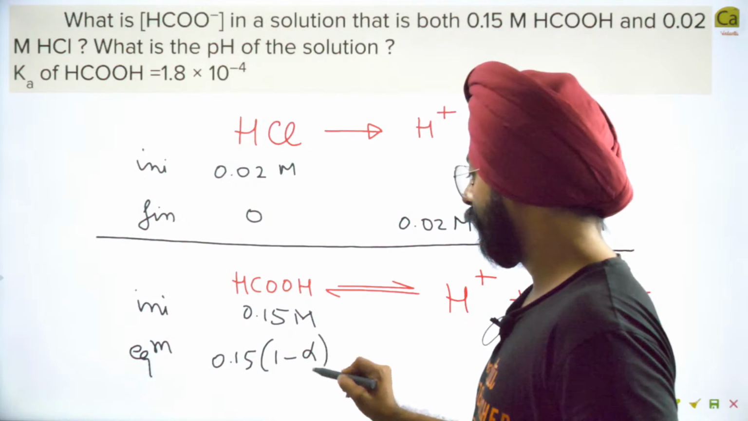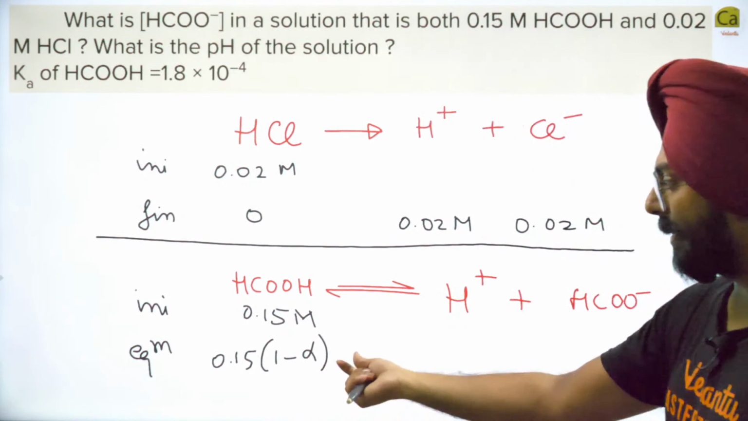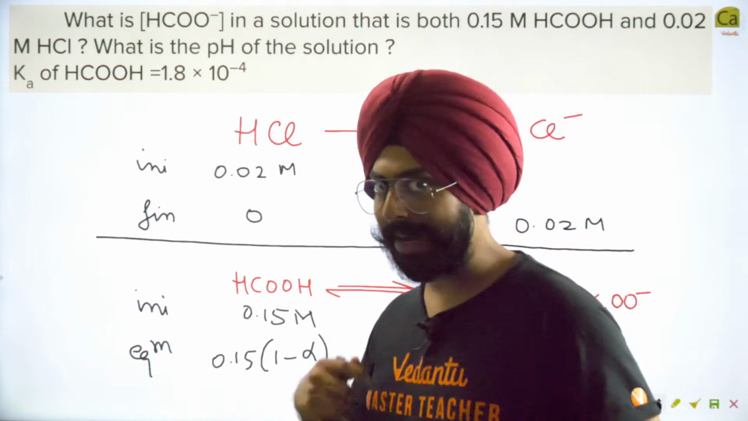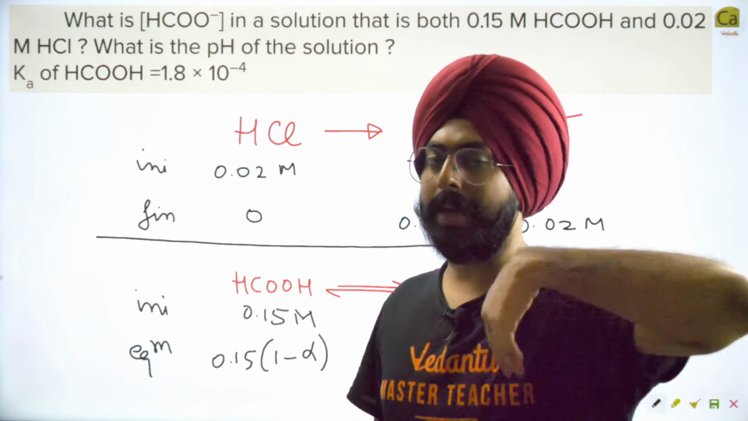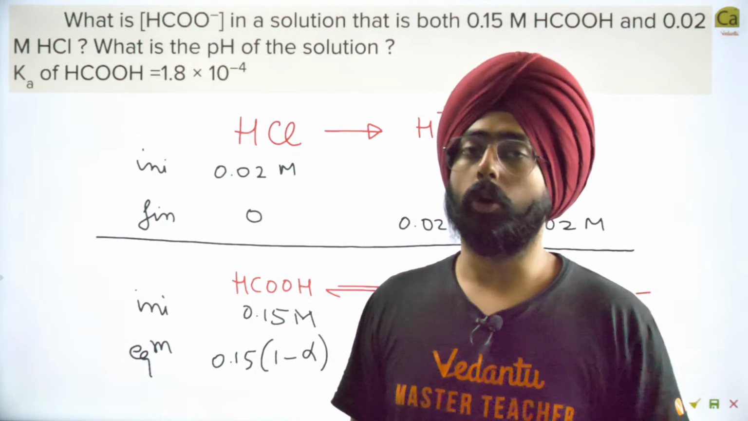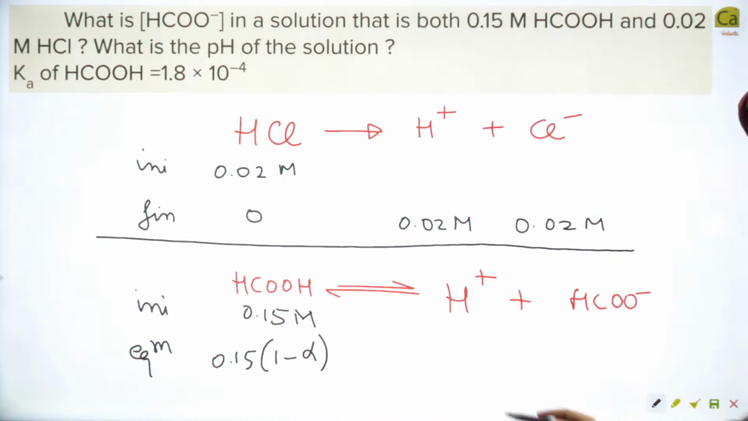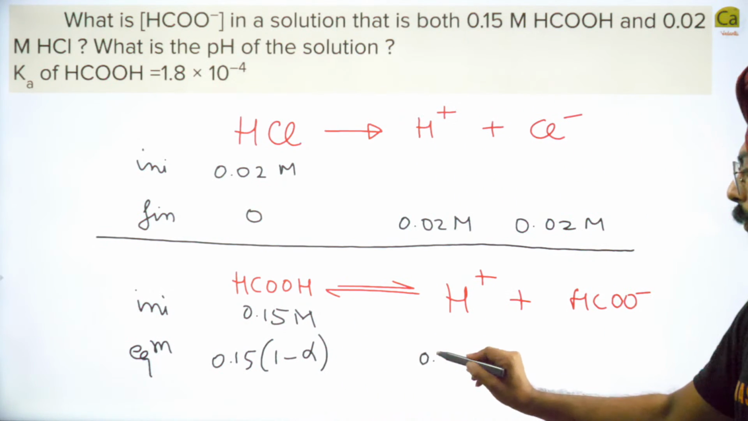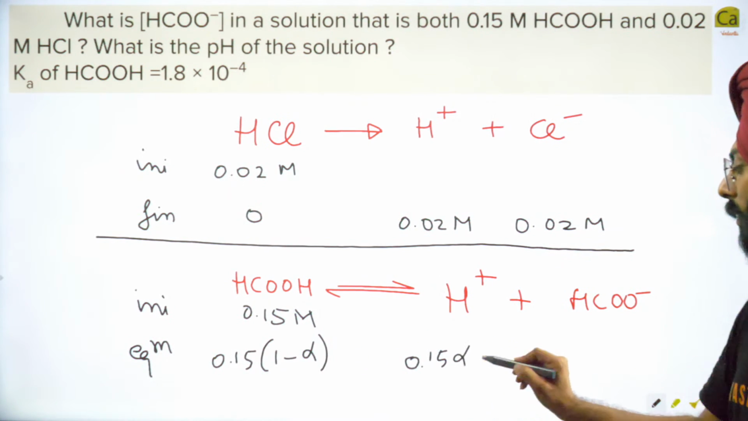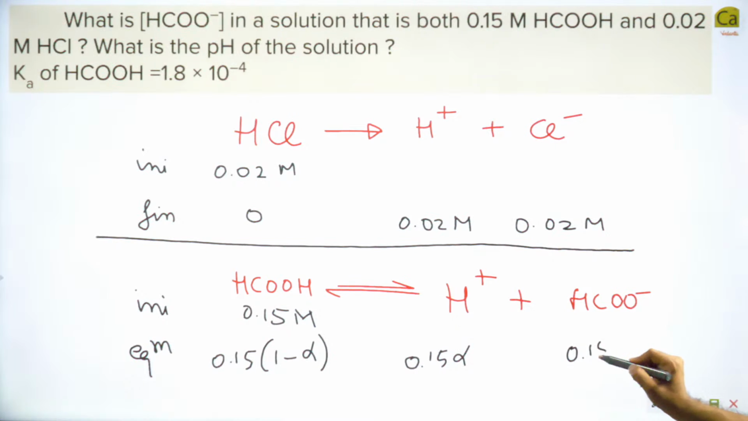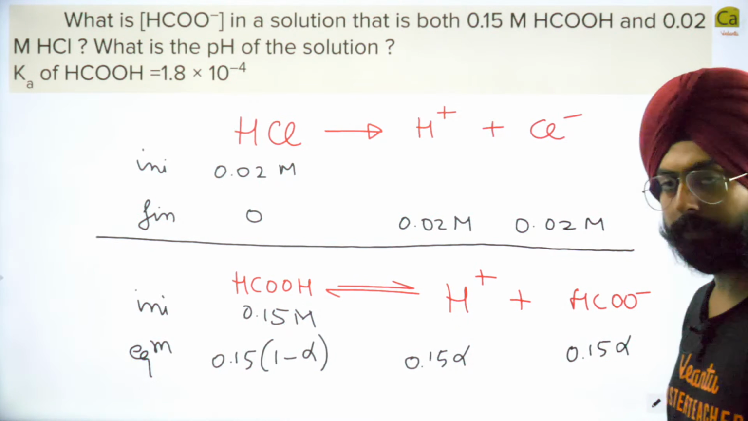minus alpha. Alpha is basically the percentage of the initial amount that has reacted. If you don't understand what degree of dissociation is, 2 to 3 classes back I have explained exactly what it is. Go back and watch that class please. Here 0.15 into alpha will come, and here also 0.15 into alpha will come. Cool?